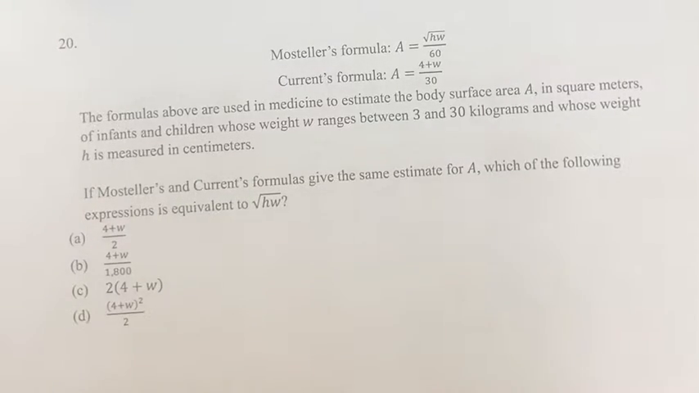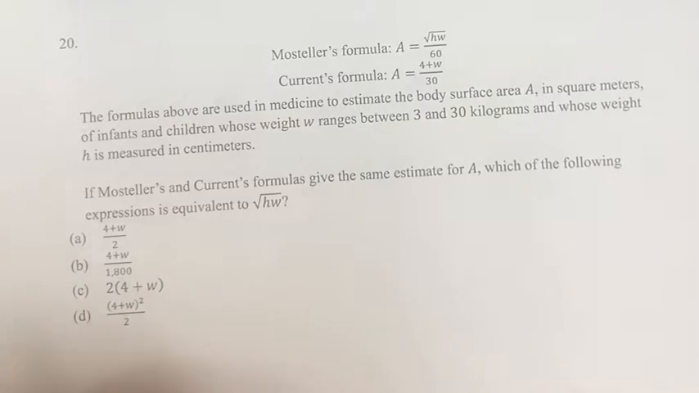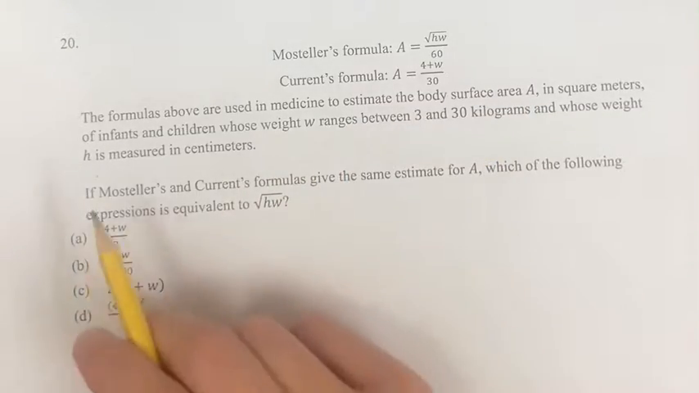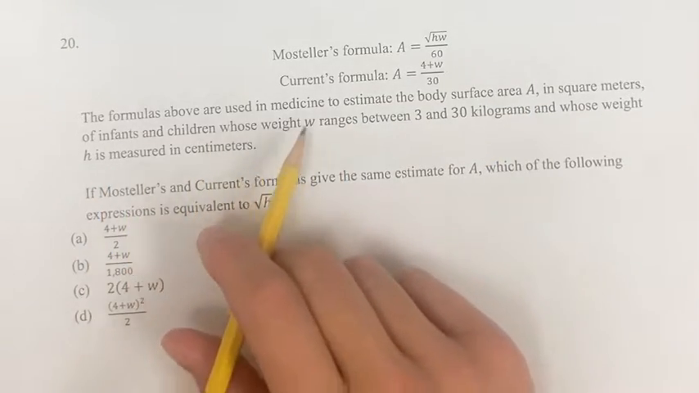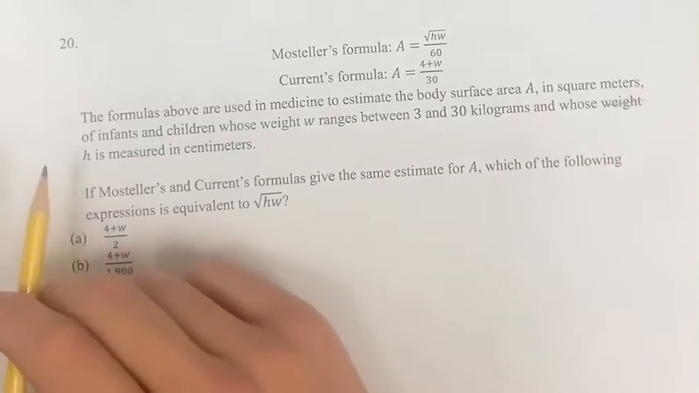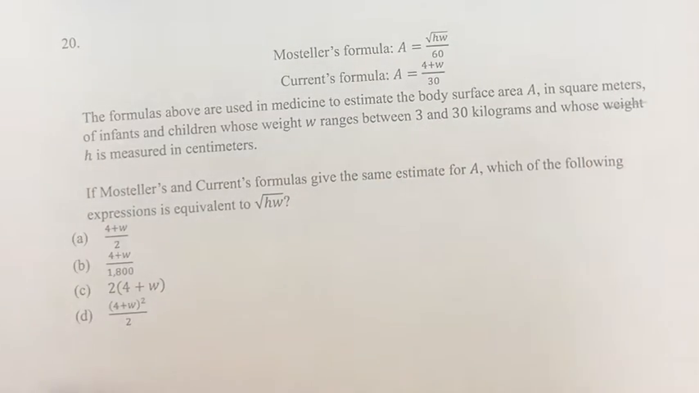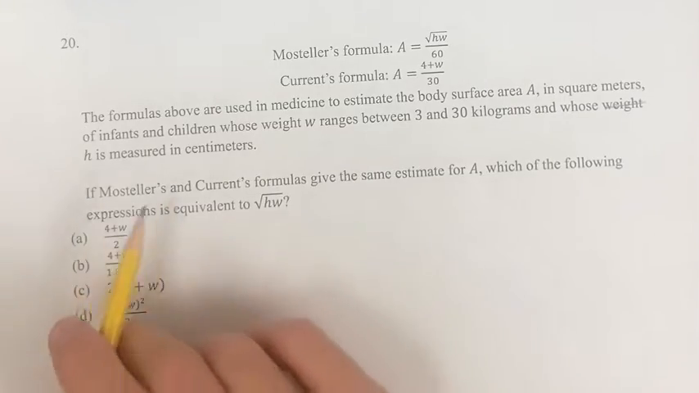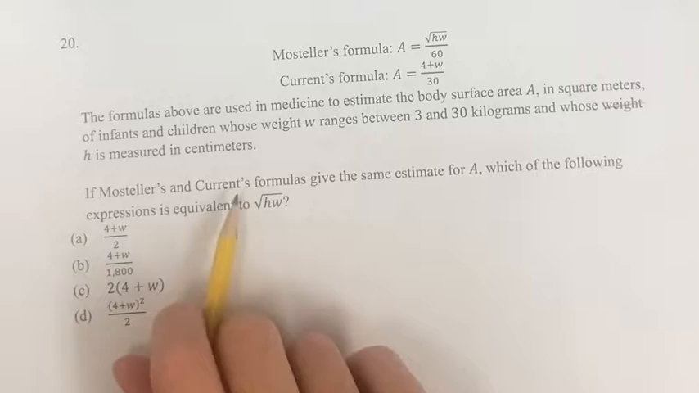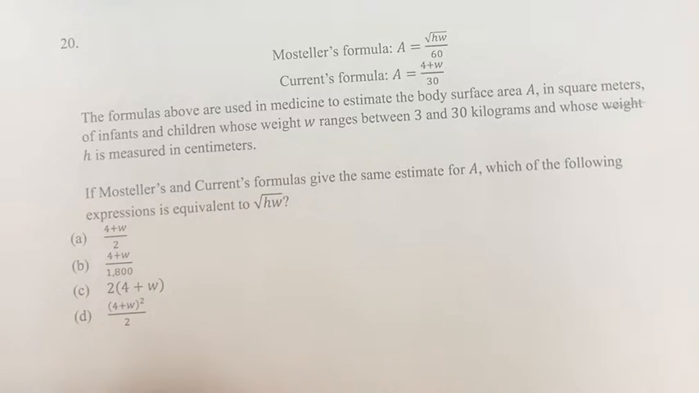In this problem, we are told that the formulas above are used in medicine to estimate the body surface area A in square meters of infants and children whose weight W ranges from 3 to 30 kilograms and whose height, H, is measured in centimeters. We're told if the two formulas are giving the same estimate for A, which of the following expressions is equal to the square root of HW?